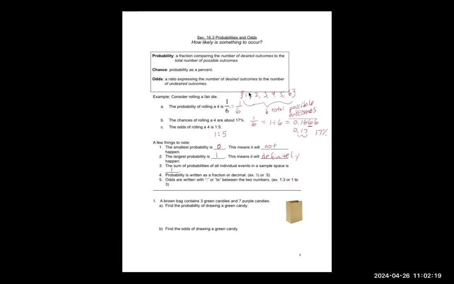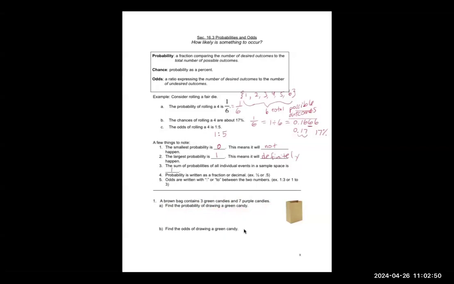Okay, so let's do some problems. A brown bag contains 3 green candies and 7 purple candies. Find the probability of drawing a green candy. Of course, that assumes you have your eyes closed and they're all equally likely to be chosen, and one isn't stuck on the bottom or something. Okay, find the probability of drawing a green candy.